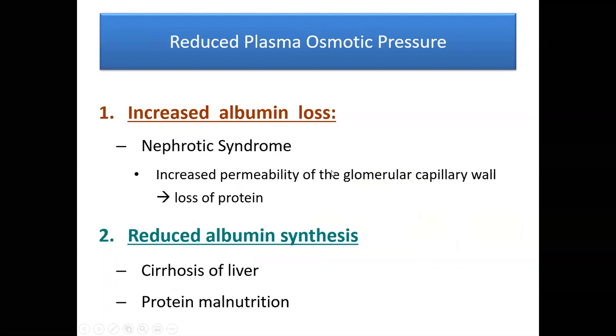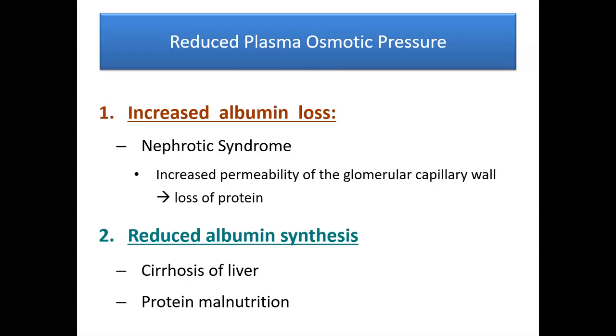Increased albumin loss can happen in nephrotic syndrome, which is secondary to the increased permeability of the glomerular capillary wall. So more and more proteins are lost every day. More than 3 grams of proteins are lost every day in urine in nephrotic syndrome. There can also be reduced albumin synthesis, for example, in cirrhosis of liver or in protein malnutrition. All of them lead to reduced plasma osmotic pressure, and then this can lead to edema.